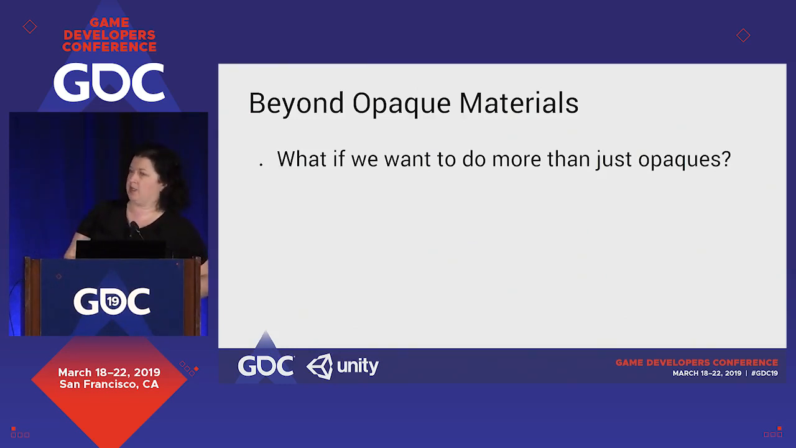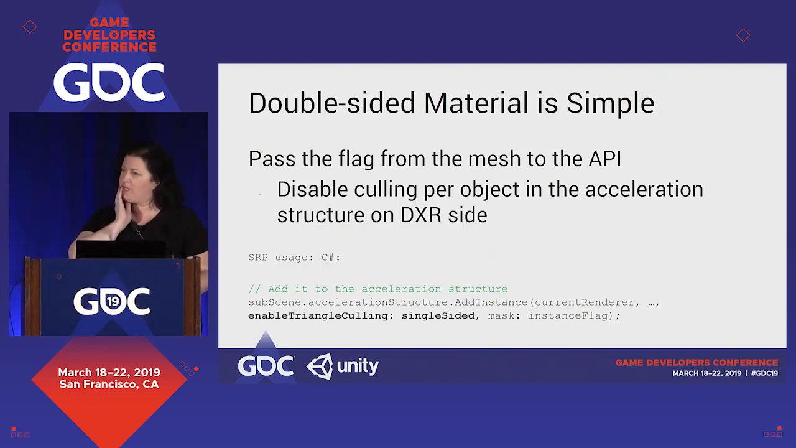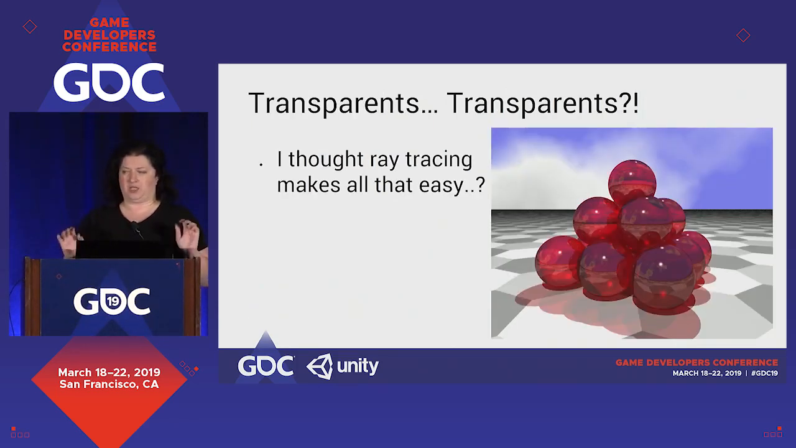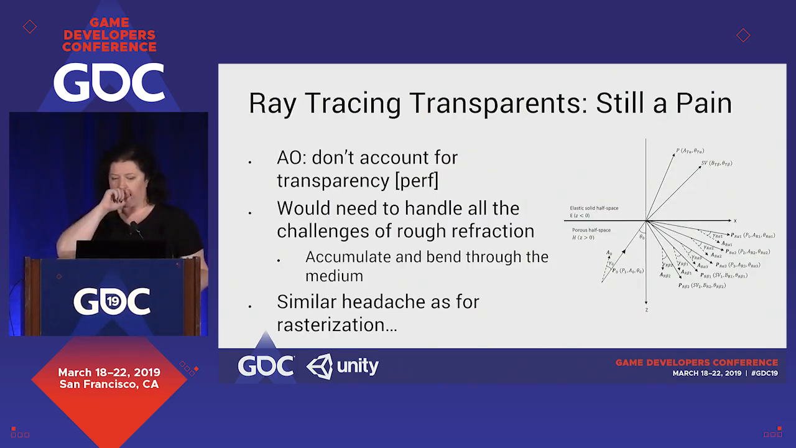So yes, transparents. What if we want to have more than just opaques? Okay, double-sided material is actually not too bad. We pass the flag to the API, and that basically disables culling in the acceleration structure on the DXR side, and we're good. Okay, that was kind of easy. Transparents, right? We thought it was going to be totally doable. The problem is in the ray tracing path, it's still quite a bit of a pain.